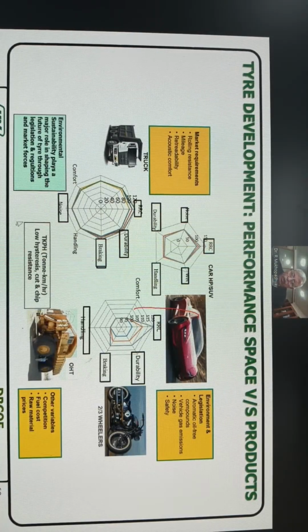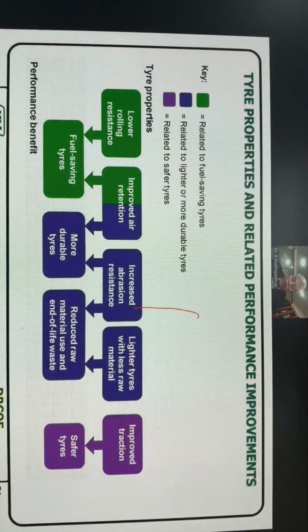These are the requirements of the different tires. Basically, whether it is a car or two-wheelers or OTR or truck, the requirements are different. Mostly the compounder must know what the requirement is. Accordingly, the market requirement is rolling resistance, mileage, retreadability, and acoustic control, that is NVH. Environmental may require aromatic oil-free, vehicle gas, greenhouse gas emission, noise, and safety. And let us consider that environmental sustainability plays a very important role in compounding in the near future.